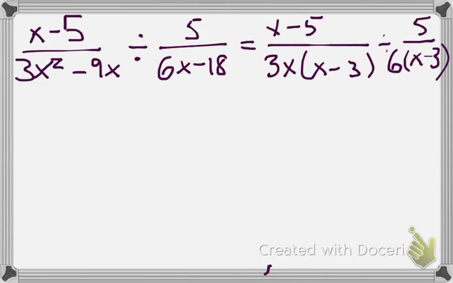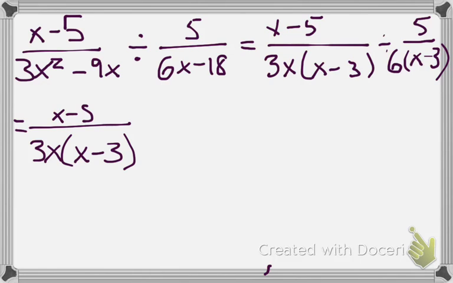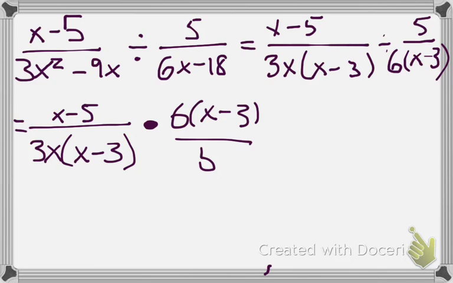Okay, so from here we say, we've done our factoring, let's do the flip and switch. So our first term doesn't ever change, right? So we have 3x times x minus 3, and in the numerator I have x minus 5. But our denominator, we're going to flip it, so we get 6x minus 3 on top over 5, and we're changing it to multiplying, so that's where that switch comes in. As soon as we've done the flip and switch, it's just like a multiplying problem. We're going to multiply across the top and across the bottom.